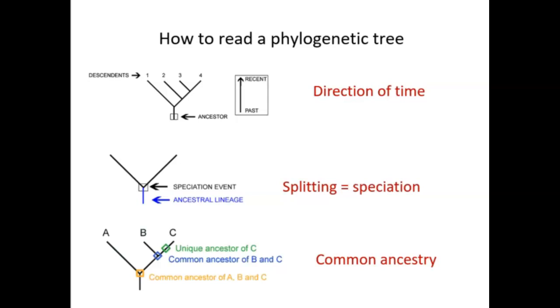Finally, check out the green box on the branch leading up to species C. That part of the branch indicates the final stages of the lineage that becomes that species. Any of the positions along that last branch towards the modern species C is a unique ancestor shared only with the modern form of species C.